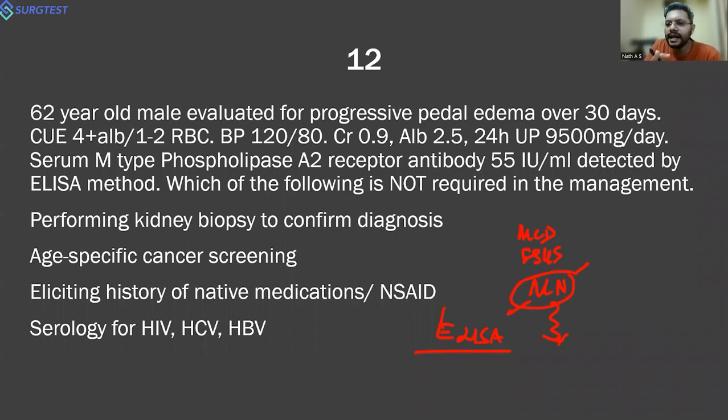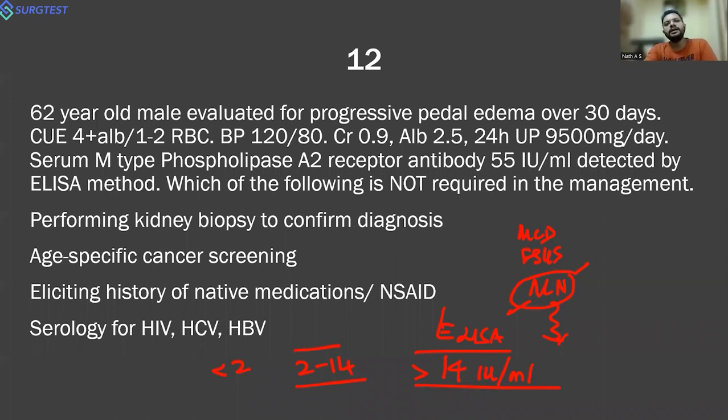And then you have your ELISA method, in which the cutoff, as per KDIGO guidelines and all the laboratories, is 14 international units per ml. Less than 2 is negative, 2 to 14 is equivocal, and more than 14 is considered positive for membranous nephropathy.